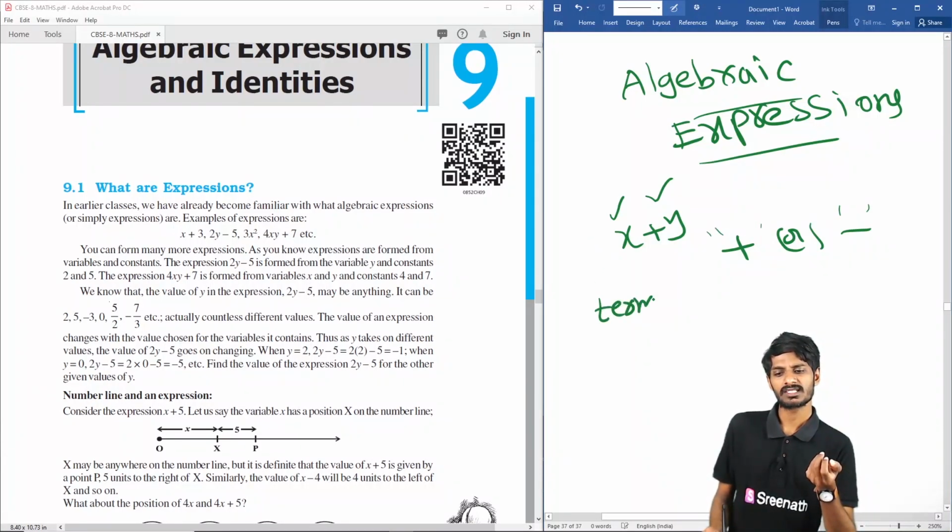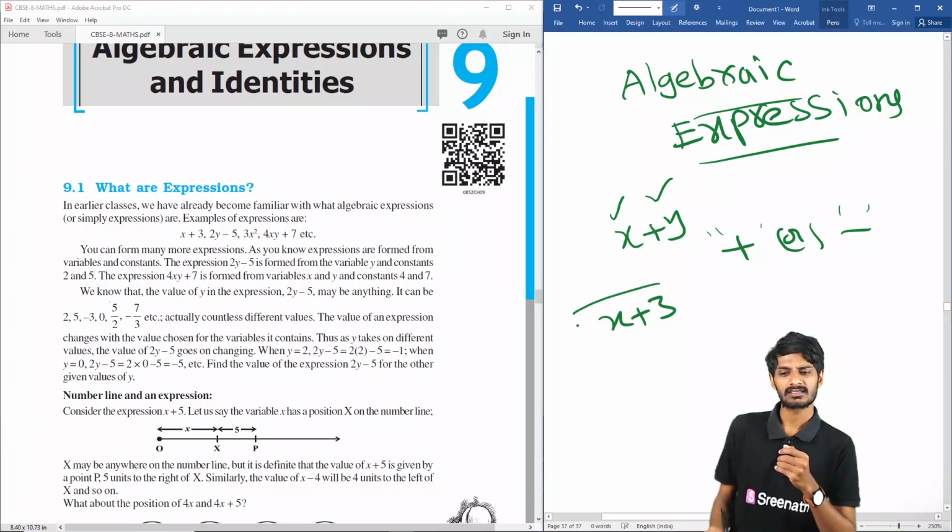Okay, and what is a term? We know a term is any numerical or algebraic quantity, which means a variable, and it is called a term. So here x plus 3 is there. It is an expression. x is one term and it is a variable term. And here it is 3, a numerical term.